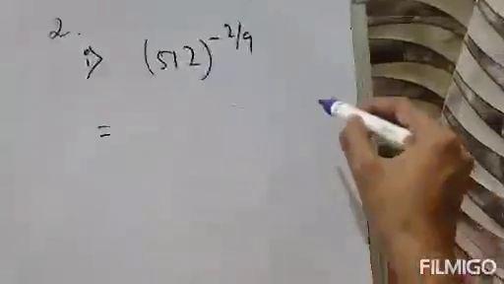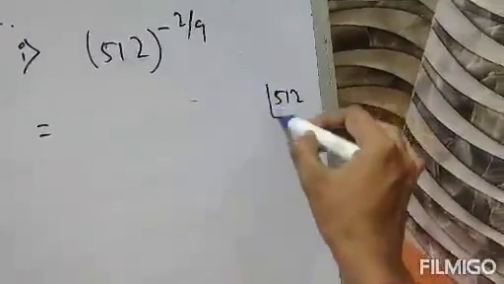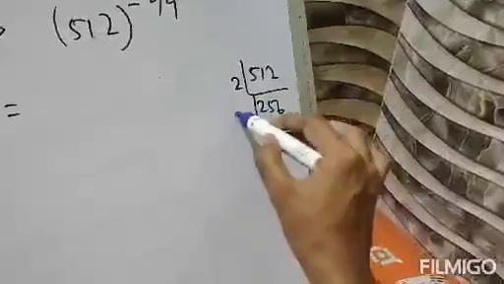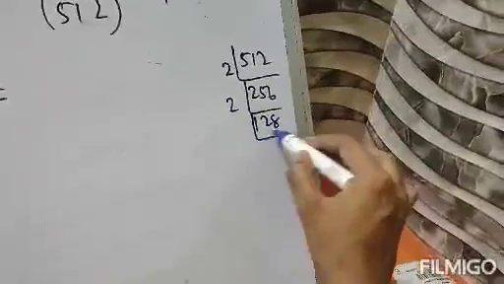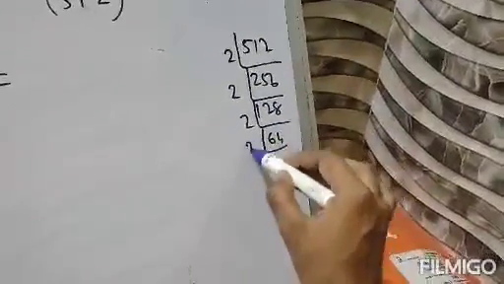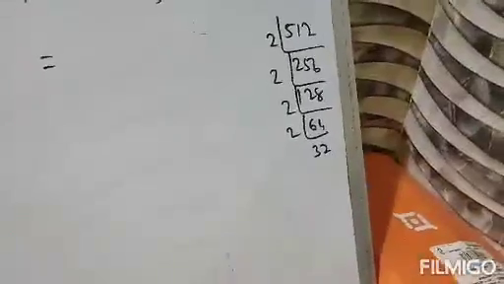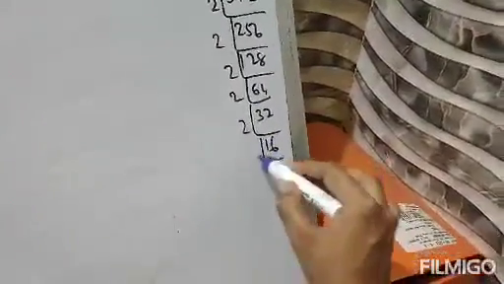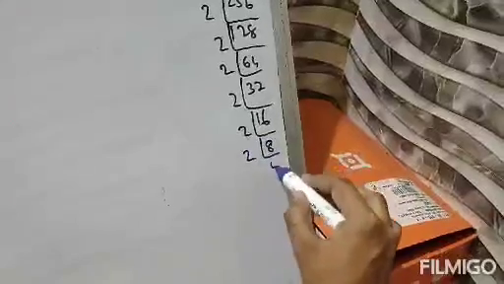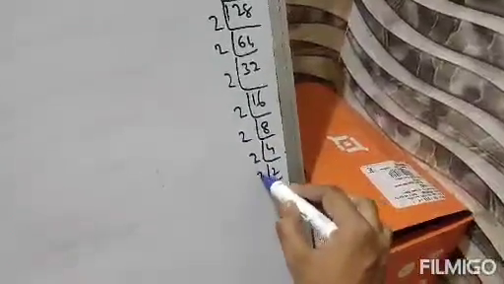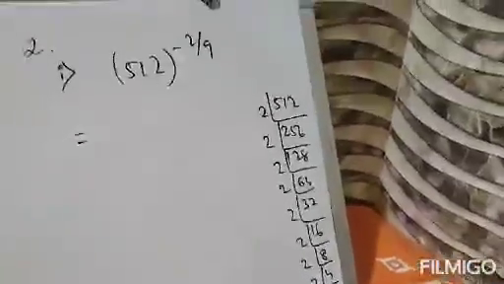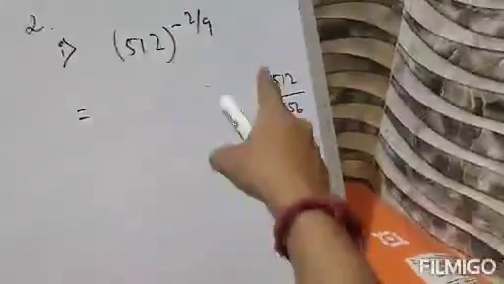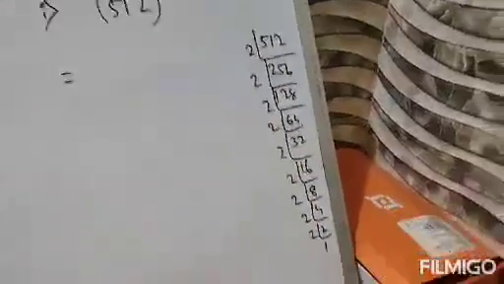Now, factorize 512 first, and start with the smallest number. 2, that is 256, 2, this is 128, 2, this is 64, 2, this is 32, 2, this is 16, 8, 4, 2, 1. Clear? So we have factorized 512, and this should be done in your rough space.